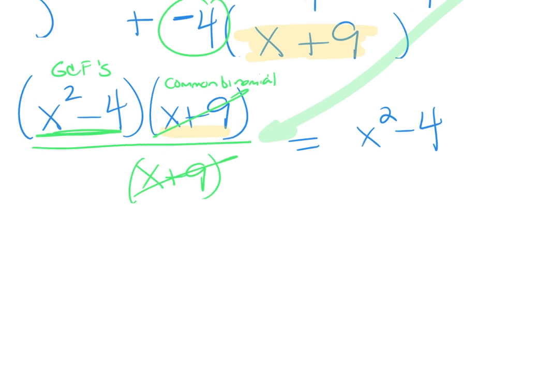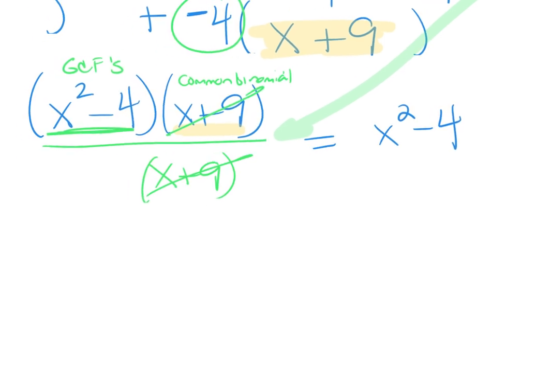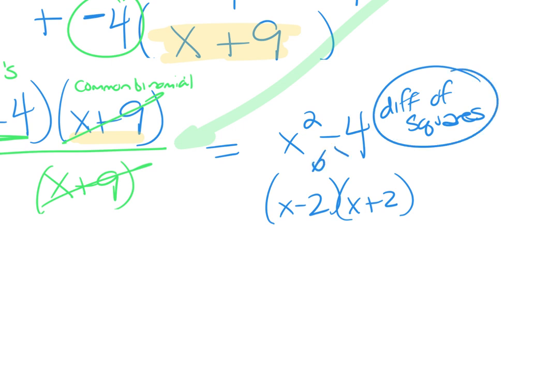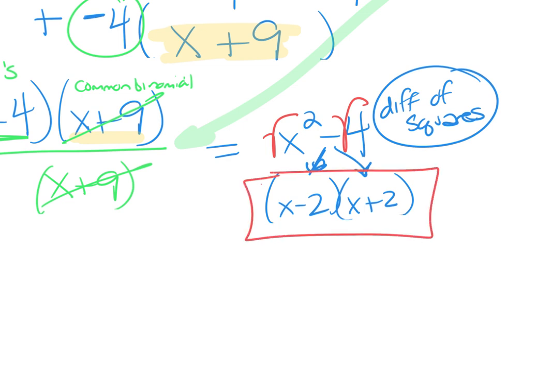Does anybody notice anything about x squared minus 4? Yes, to what? You just square it. That right there is a difference of squares. So we could simplify it. Difference of squares breaks up into 2 binomials. Square root the first term, square root the second term. Signs are different. So in this case, my final answer is x minus 2, x plus 2, or if you put the plus first and then the minus.